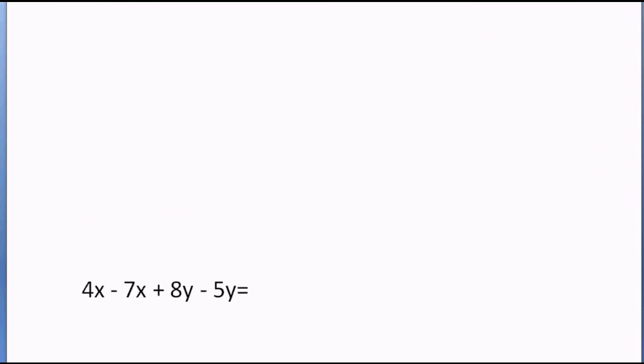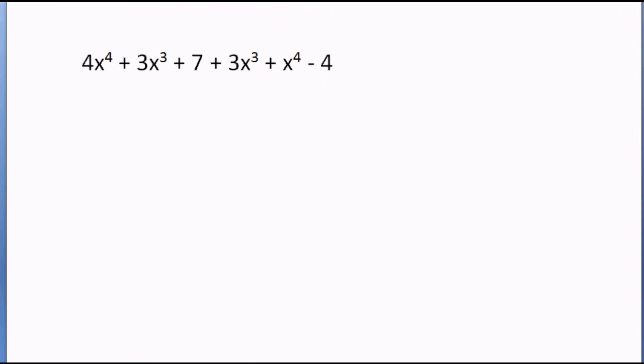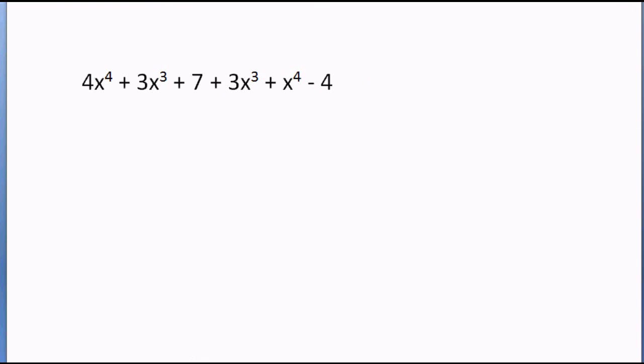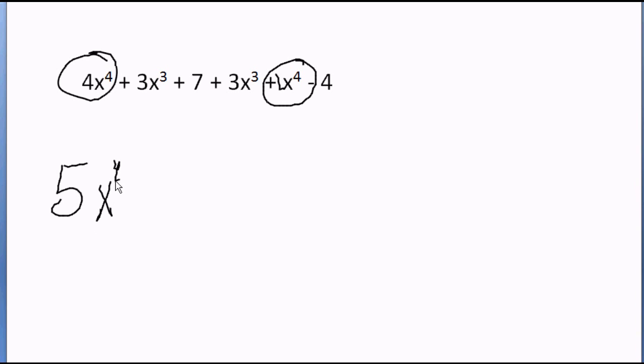And I have two more problems. 4x to the 4th plus 3x cubed plus 7 plus 3x cubed plus x to the 4th minus 4. Let's add all the x to the 4ths together. Here's an x to the 4th and here's an x to the 4th. Remember, if there's nothing in front of the x, it's like saying there's a 1 in front of it. So I have 4 x to the 4ths plus 1 x to the 4th. 4 plus 1 is 5x to the 4th power.